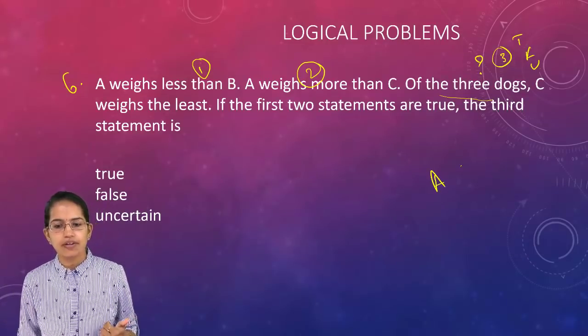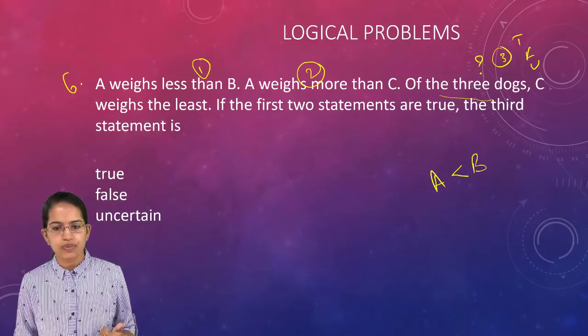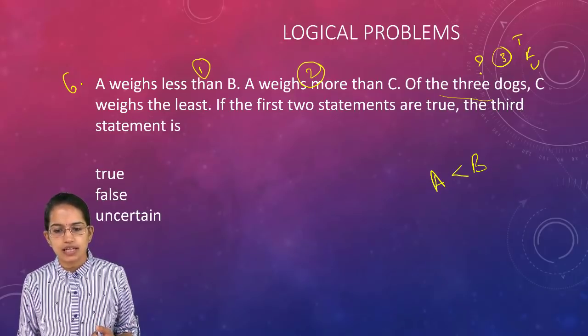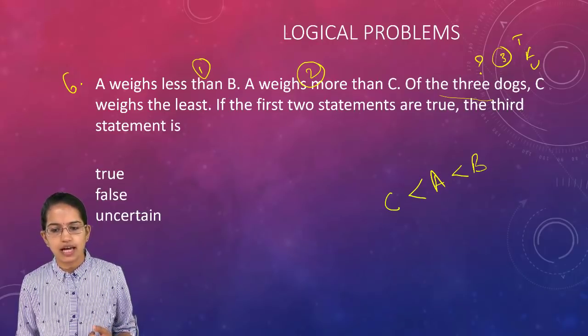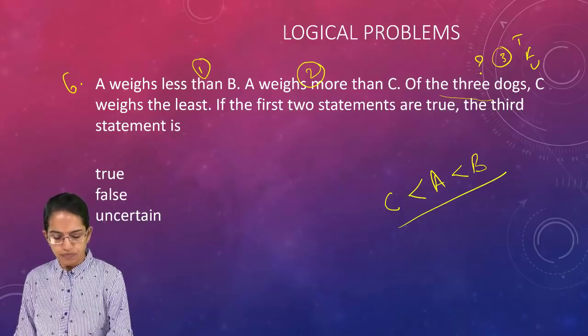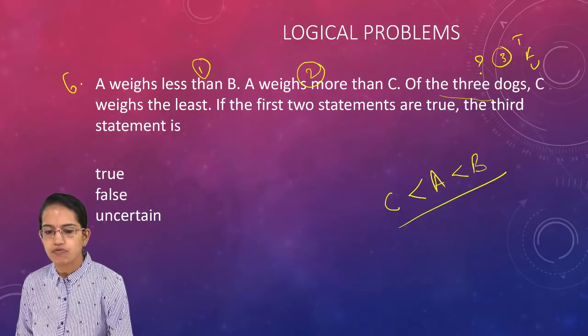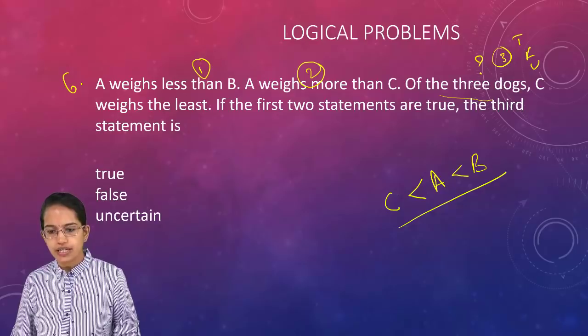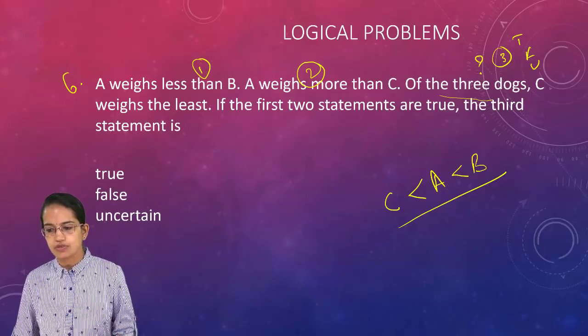So, the first statement says A weighs less than B. The second statement says A weighs more than C, and with this I have a simple equation. Now these two statements, the first and the second statements, are already correct. Now what do you predict about the third statement? Now looking for the answers for question number 6.